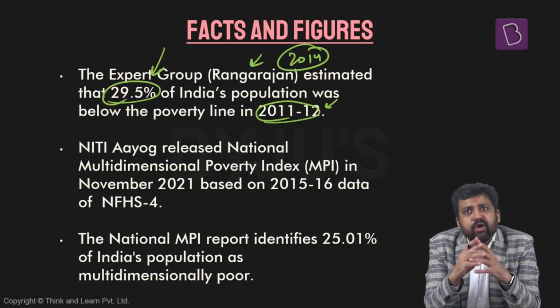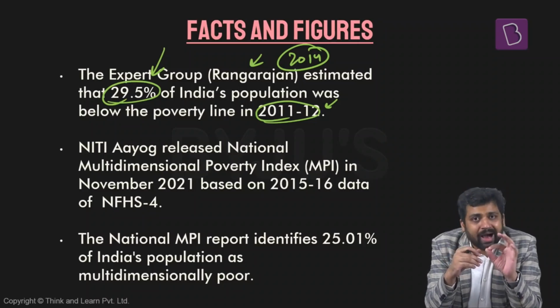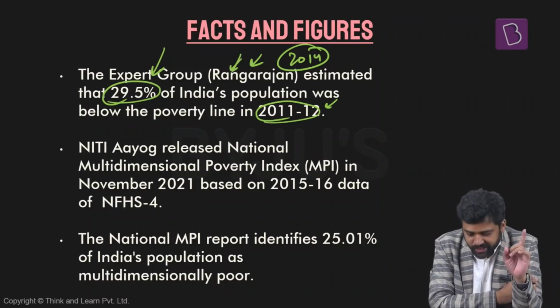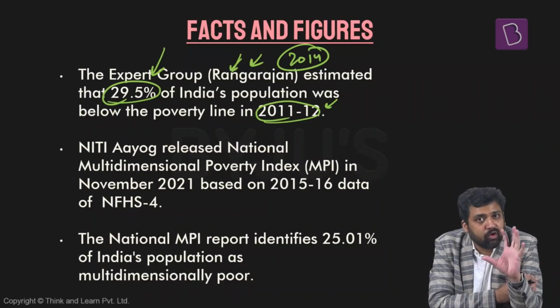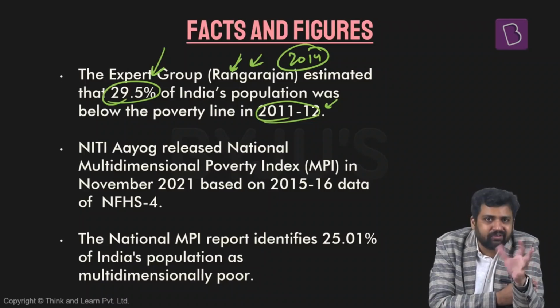So the all India poverty rate is 29.5%. If we have 100 people in India, 29.5 of them are poor. This is as per the Rangarajan Committee's report based on 2011 data, and it was published in 2014. After that, we haven't had any official estimate. But there have been some other ways by which poverty has been calculated. There have been attempts made by different international organizations.